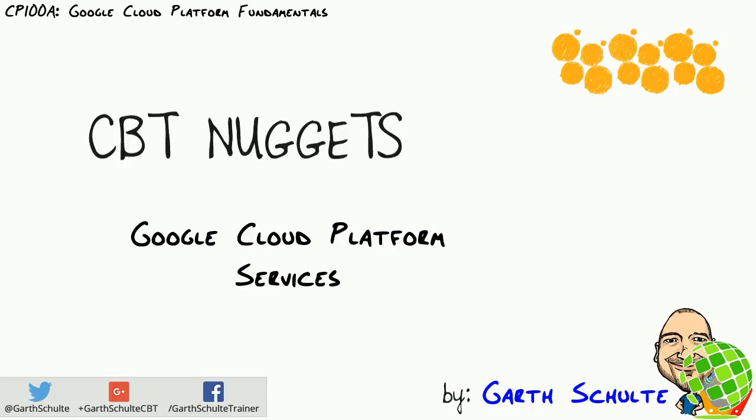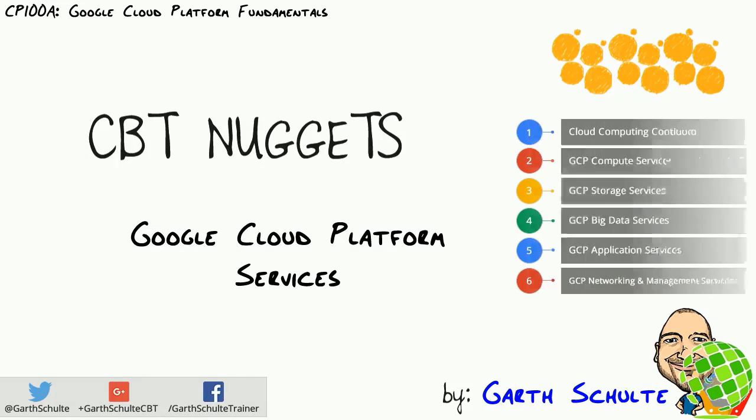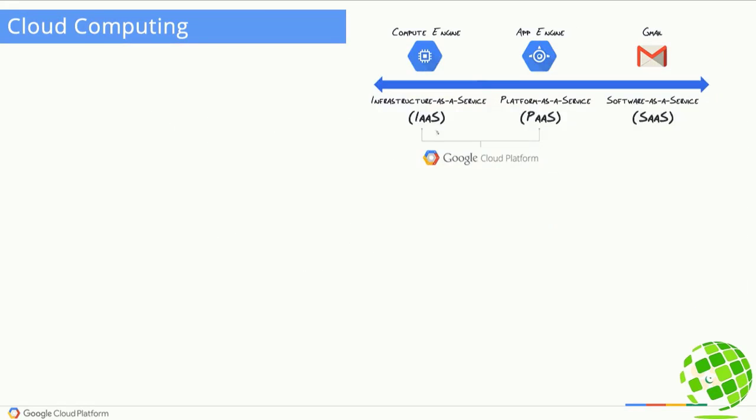Google Cloud Platform Services. In this nugget, we're going to take a look at where Google Cloud Platform fits in the cloud computing service spectrum, and then we'll take a brief overview of all the major products and services here in Google Cloud Platform. Let's jump in. The three major service categories we have in cloud computing today are infrastructure as a service.